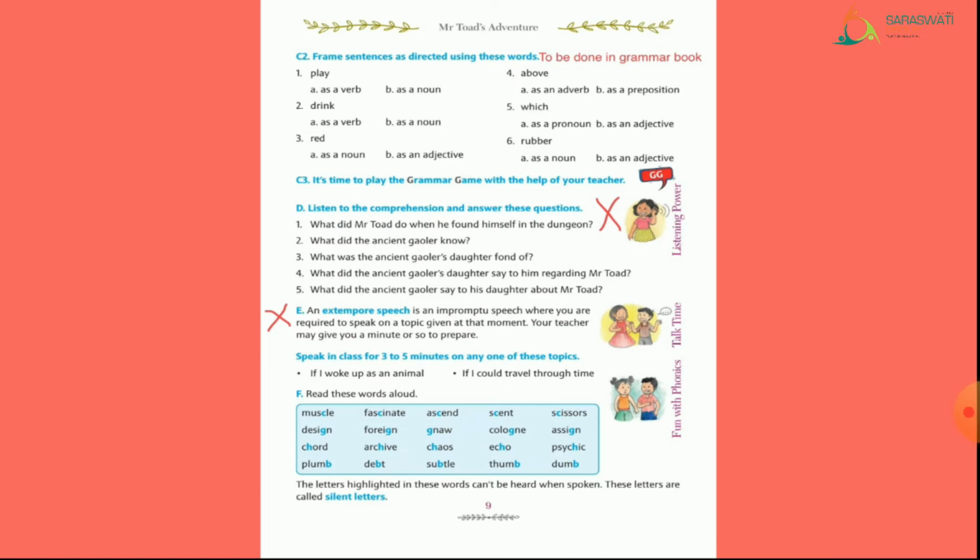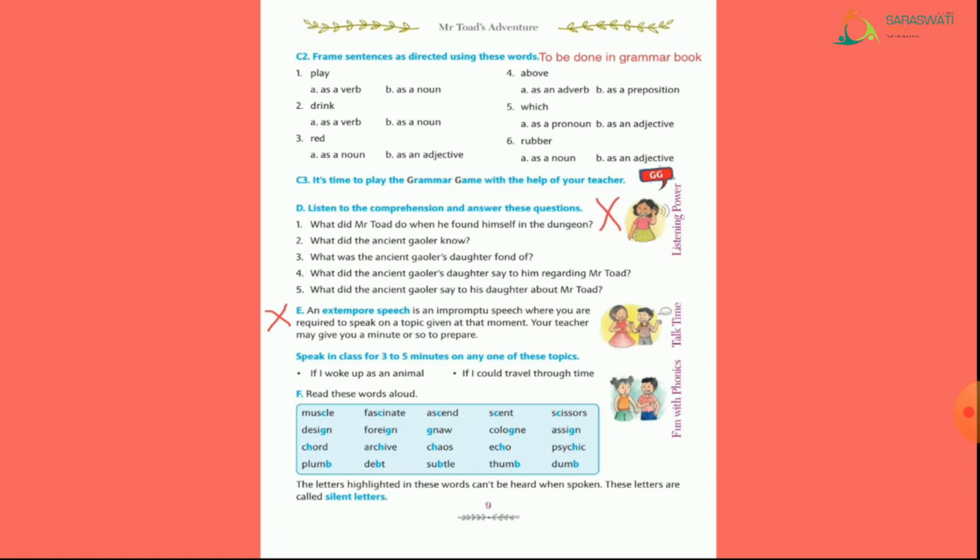Now, play, you have to make one sentence using the word play as a verb, and another sentence using the word play as a noun. So for noun, let us make the first sentence as noun. Rima is taking part in a one-act play. Now here play is a noun, and now let us make it as a verb.